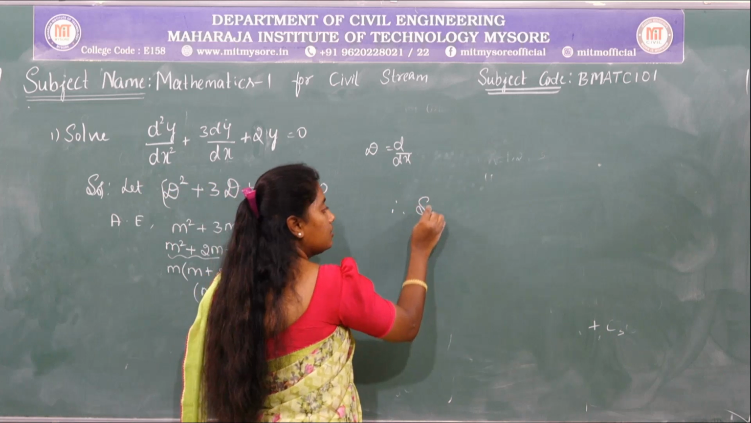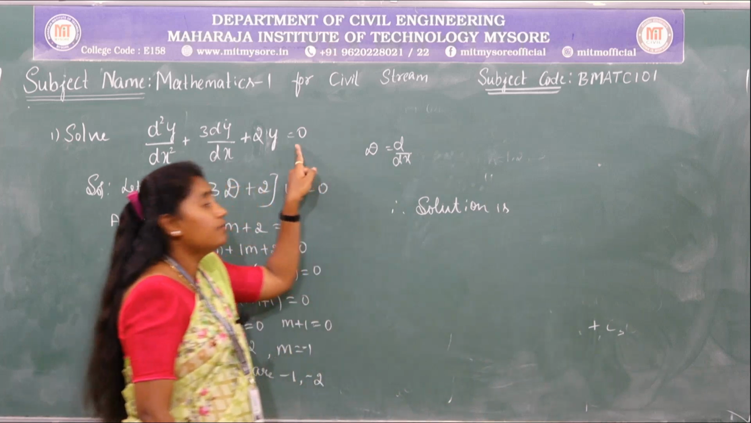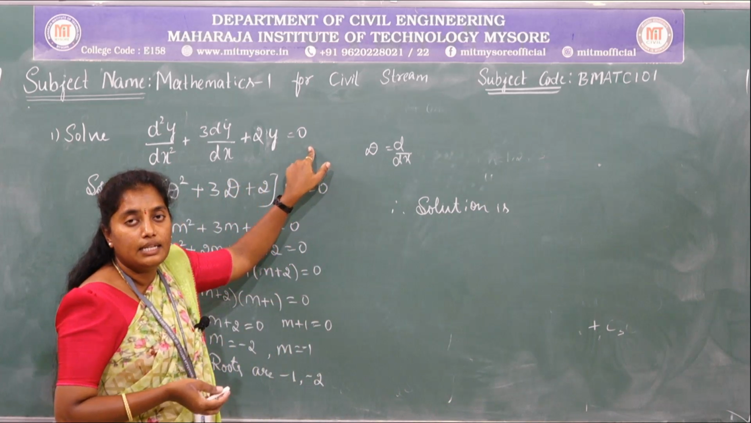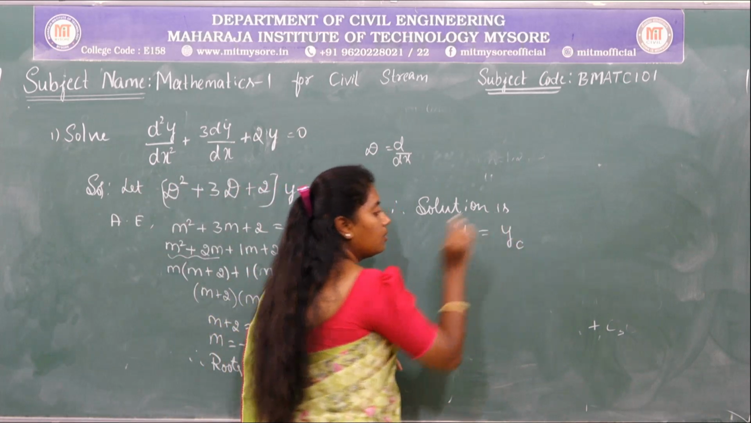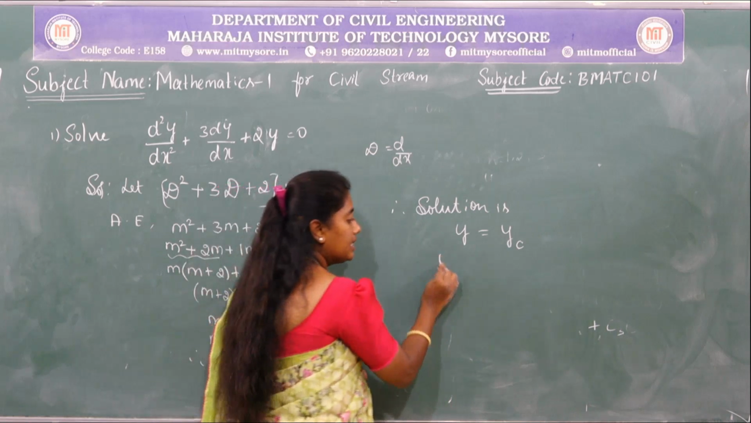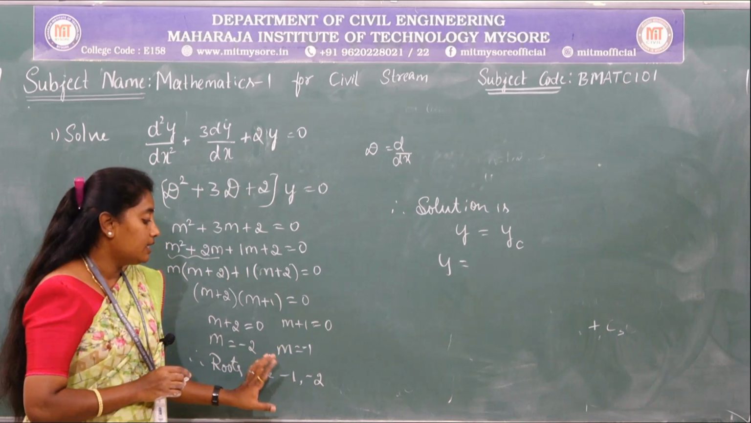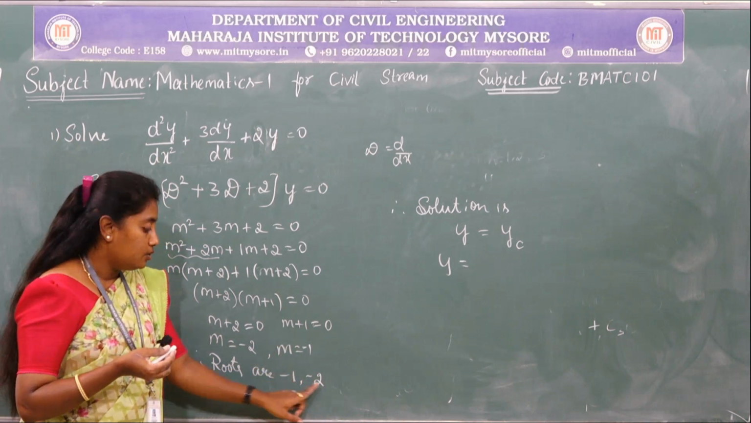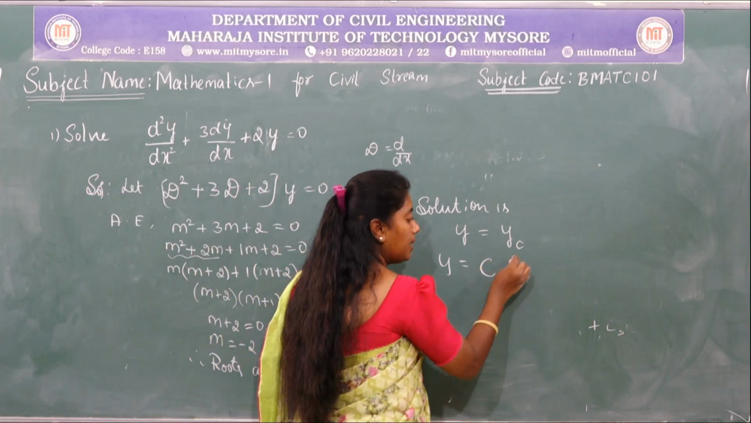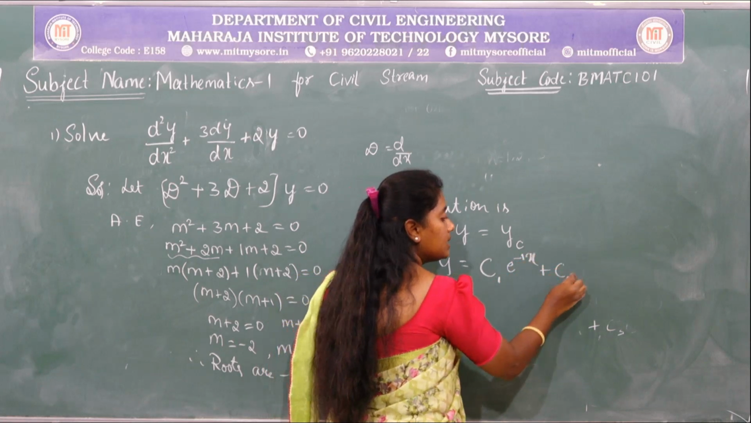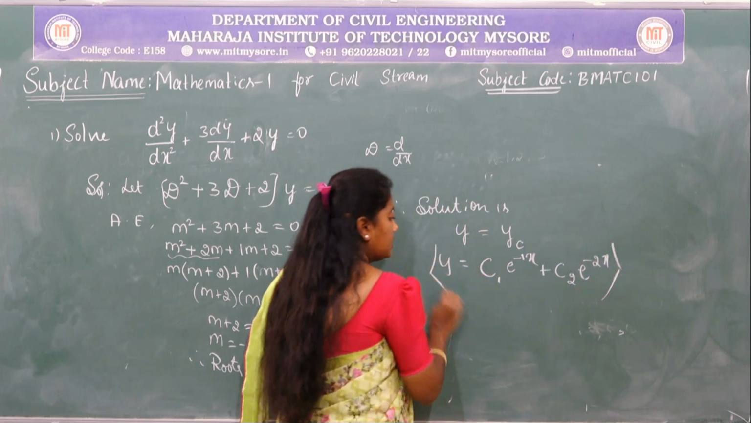Therefore, the solution is, since the given differential equation is a homogeneous one, the particular integral or yp value is 0. Therefore, y is equal to yc, the complementary function. What is yc here? We have real and distinct roots, so we have to take the solution of case 1. For two roots, we have to select two complementary elements, that is c1 e to the power of the first root plus c2 e to the power of the second root.